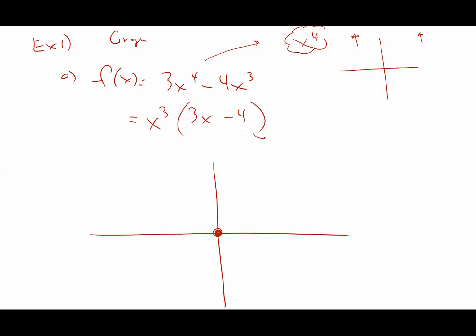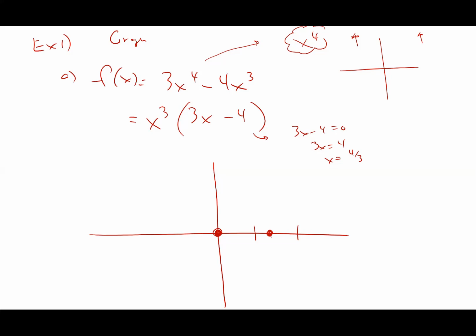And this one needs to be solved for 0. So 3x minus 4 equals 0. That happens when we move the 4 over and we divide by 3, making it 4/3. Are we good there with 4/3? So if this is 1 and that's 2, 4/3 is about right there.